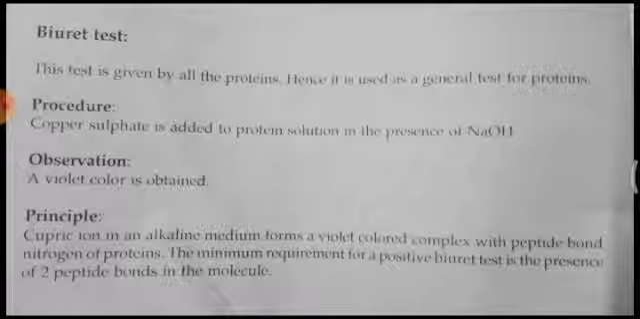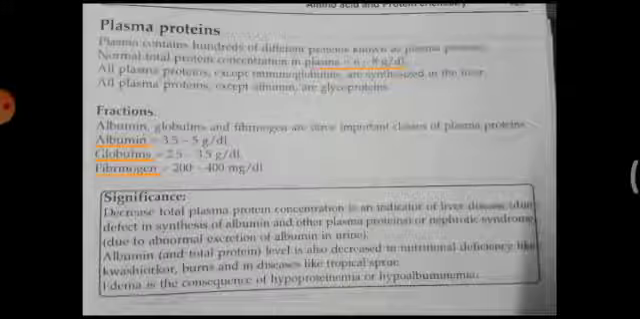Cupric ions in an alkaline medium form a violet color complex. Cupric ion in an alkaline medium, because sodium hydroxide is added, forms a violet color complex with the peptide bond present in proteins. The minimum requirement of a positive biuret test is the presence of two peptide bonds in the molecule. Peptide bonds means it is related to protein that reacts with cupric ions in alkaline medium, thus giving the violet color, indicating presence of protein.